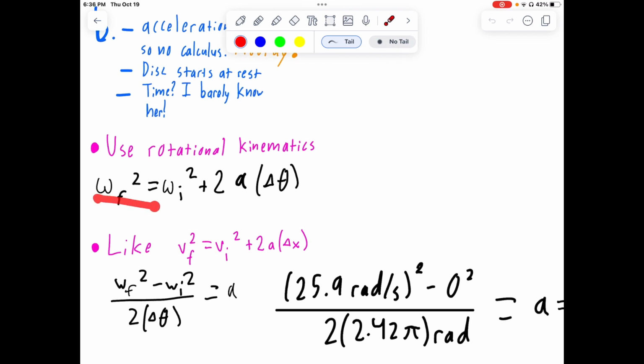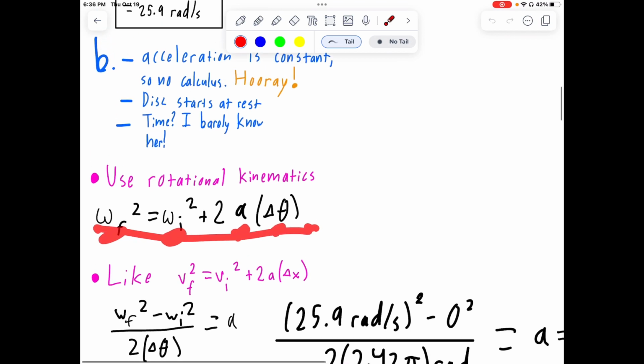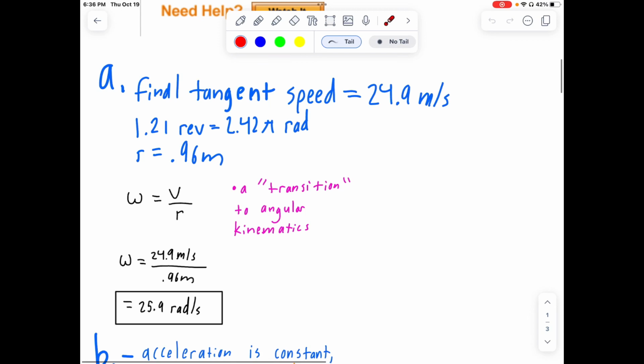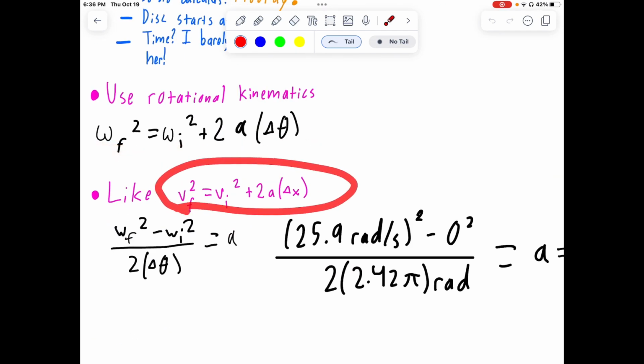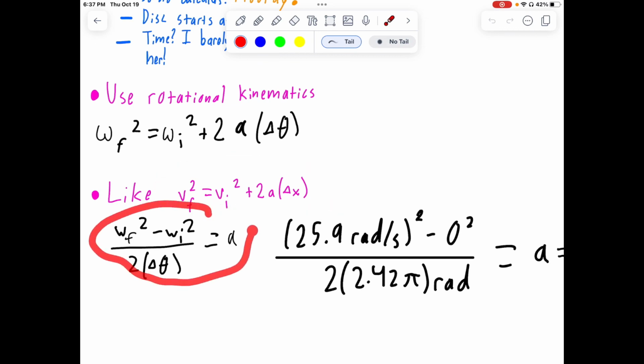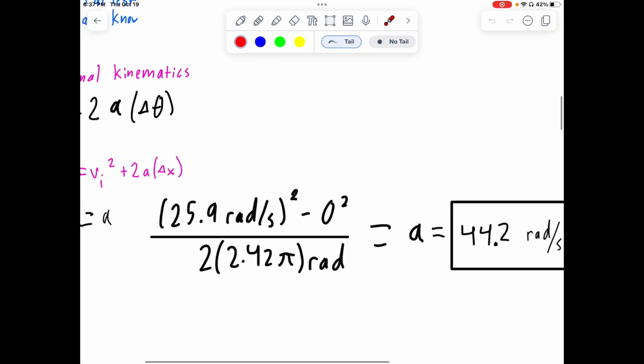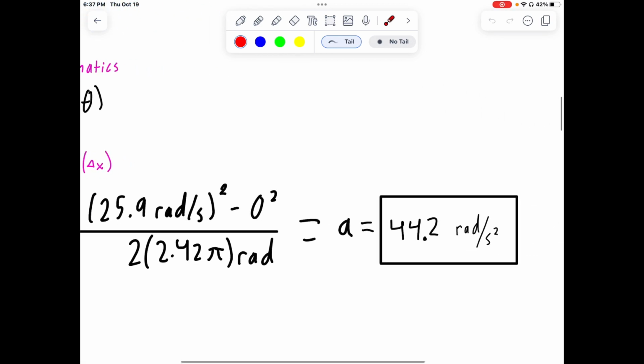I chose to do this one because we do have final angular speed. We do have the initial speed. We don't have acceleration, we're solving for that. Change in radians, we have that from up here. And again, this is like the linear kinematic equation that we know very well. We manipulate it to set it equal to angular acceleration, plug in our values, and then angular acceleration equals 44.2 radians per second squared.